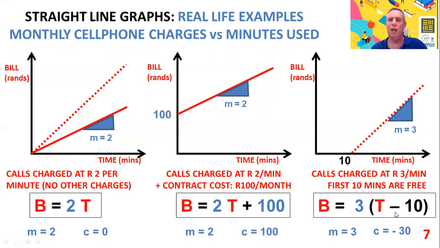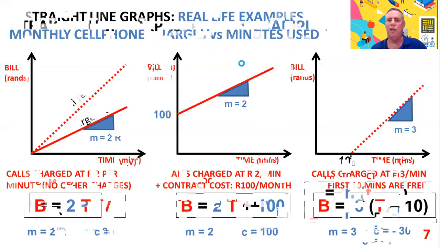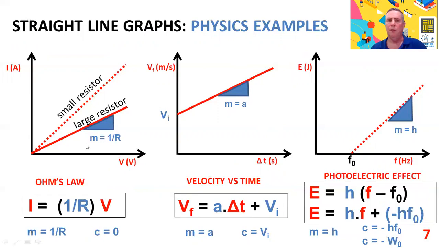Now these were just some real life examples which were probably easier for you to understand, but do you realize that these are just actually your physics graph? The first graph could easily be an Ohm's law graph, current in amperes versus voltage in volts. And the gradient of the graph is just 1 over R, where R is the resistance. So a large resistor would have a small gradient, and a small resistor would have a larger gradient. Ohm's law, V equals IR. If you solve for I, we get I equals 1 over R times V. So gradient 1 over R, C equals 0, because current and voltage are directly proportional.